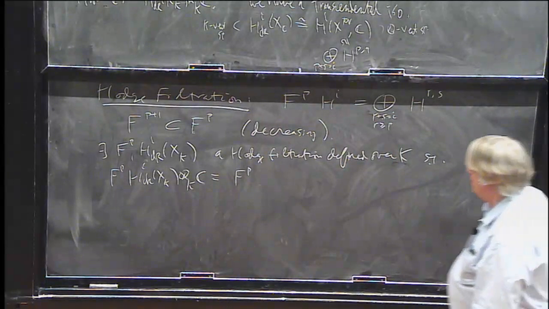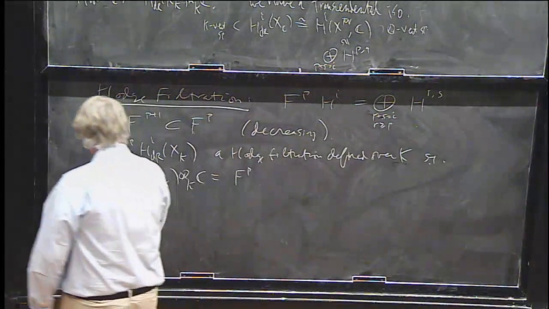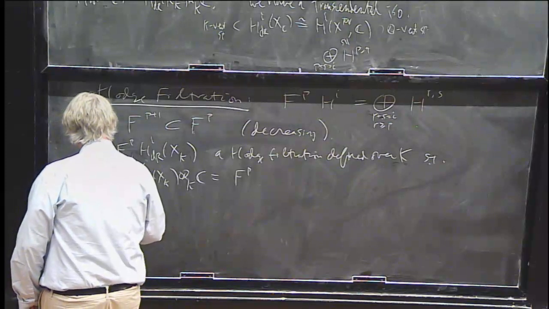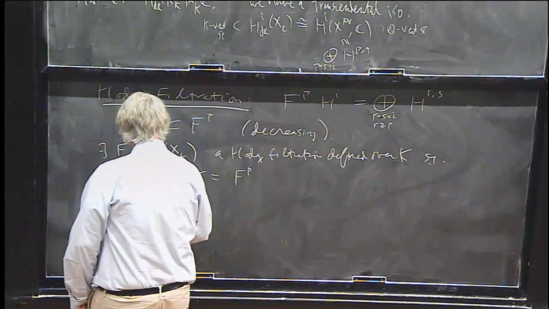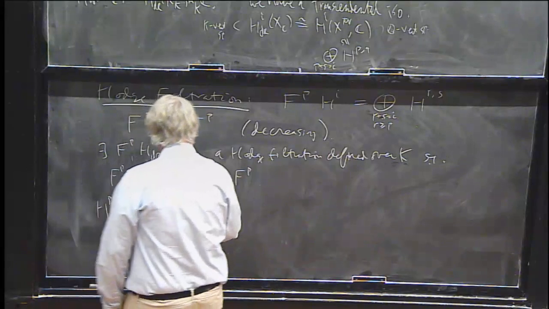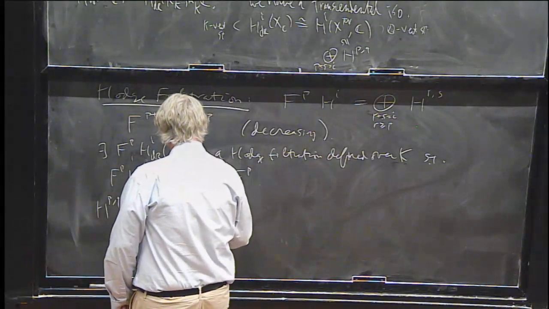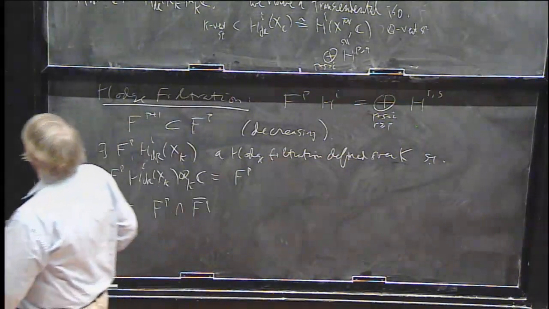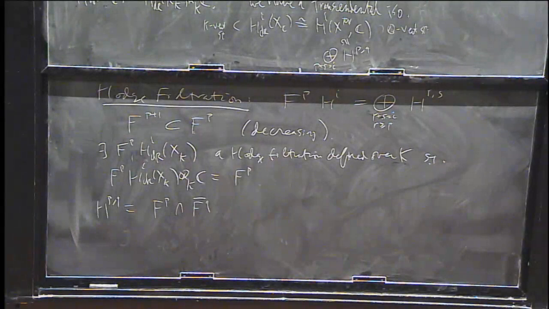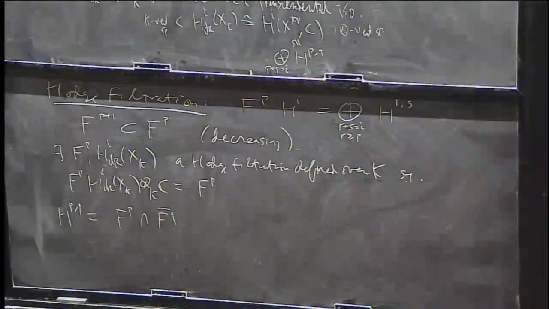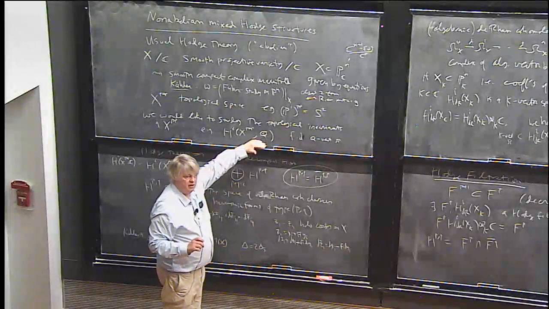K, and then H^(p,q) is equal to F^p intersect with F^q bar. Because of this property, the complex conjugation, so this bar is the complex conjugation with respect to the real structure given by this Q vector space, okay?